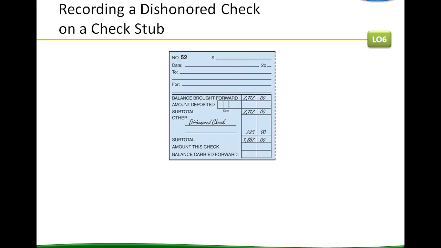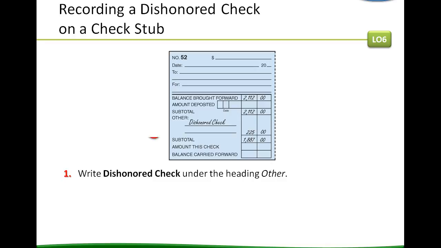So here we have our check stub, and you see here we've written dishonored check. Balance brought forward, subtotal, this was the check, dishonored check, and the subtotal. We asked the other day what the other meant, and that's what it did. So we would write dishonored check under the heading other. We didn't know what that other thing was for the other day.